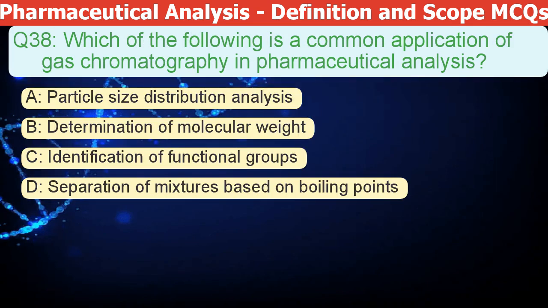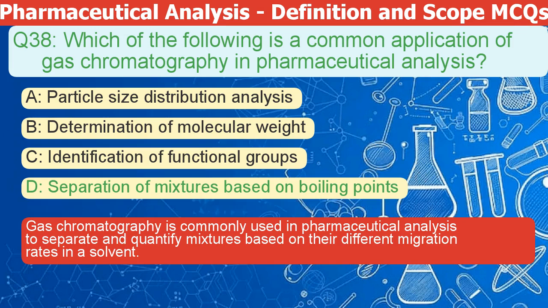Which of the following is a common application of gas chromatography in pharmaceutical analysis? A. Particle size distribution analysis. B. Determination of molecular weight. C. Identification of functional groups. D. Separation of mixtures based on boiling points. The correct answer is D. Gas chromatography is commonly used in pharmaceutical analysis to separate and quantify mixtures based on their different migration rates in a solvent.